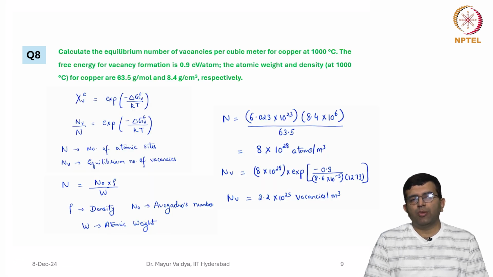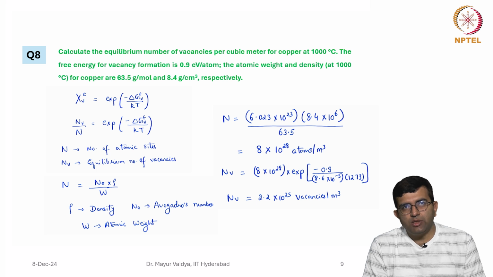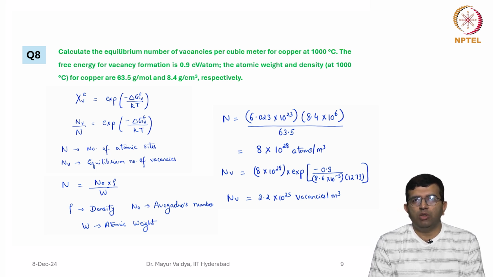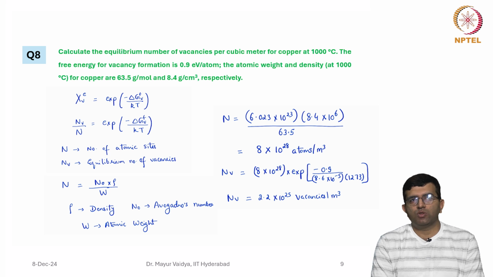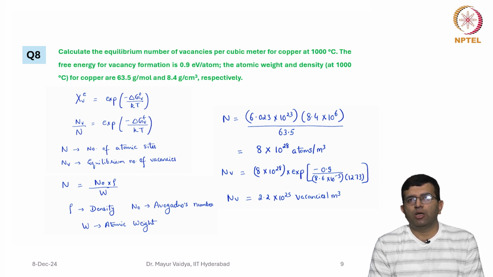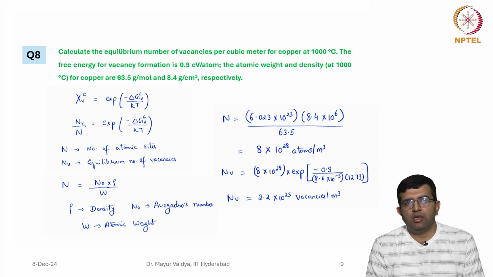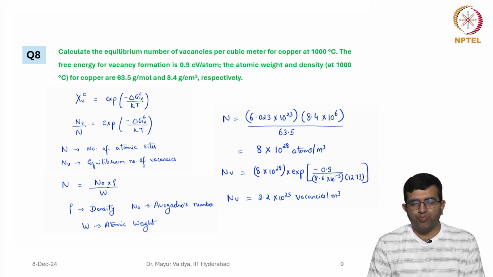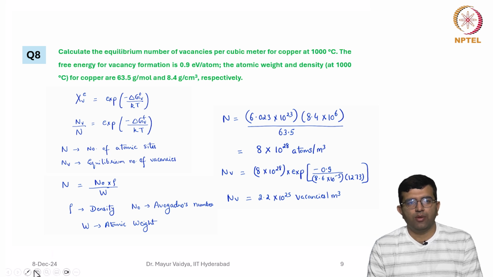Then coming to question number 8: calculate the equilibrium number of vacancies per cubic meter for copper at 1000 degrees centigrade. The free energy for vacancy formation is 0.9 eV per atom, and the atomic weight and density at 1000 degrees are 63.5 gram per mole and 8.4 gram per centimeter cube respectively.